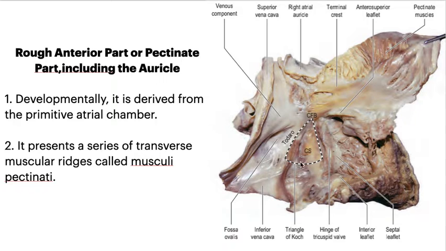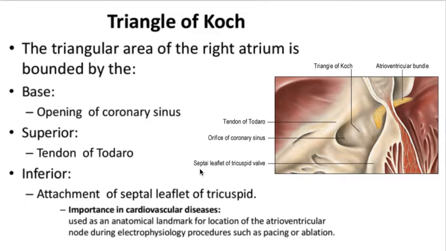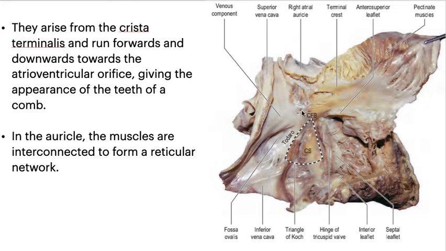Here you can see this is the triangle, right? The base is formed by the opening of the coronary sinus. Then laterally we have the tendon of Todaro, right? And then we have the inferior attachment to the tricuspid valve. Here the tricuspid valve. So this is the triangle used in electrophysiological studies.